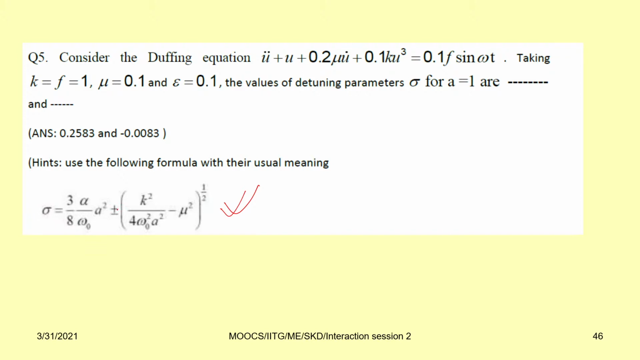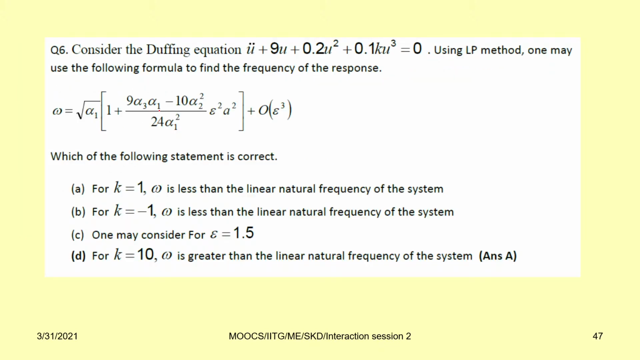Okay, so a two-line code you can write in MATLAB, and by substituting this value you can find different values of a. So for a particular value of sigma you can find a particular value of a. So for determining the parameter sigma for a equal to 1, you substitute a equal to 1 in this equation and other values are given. So you can find actually two values of this sigma. Okay, next.